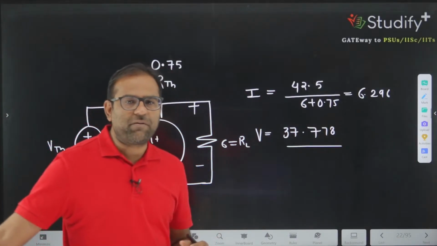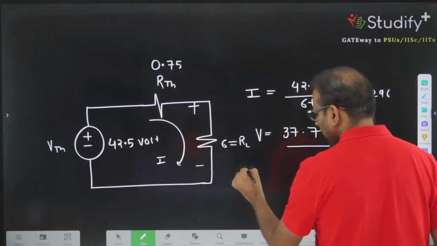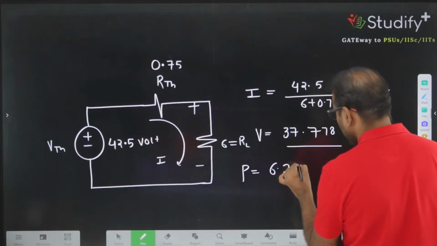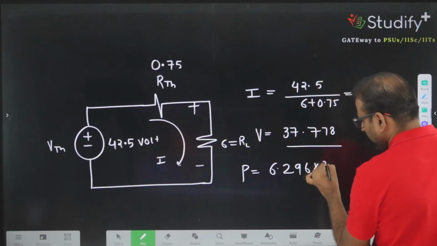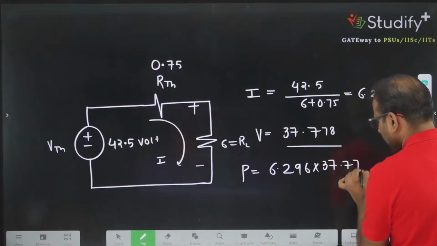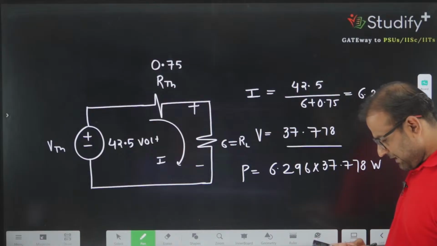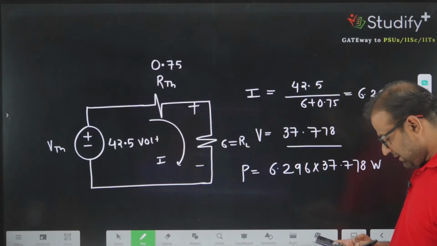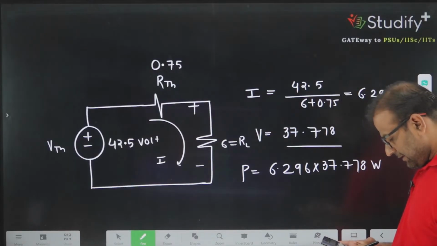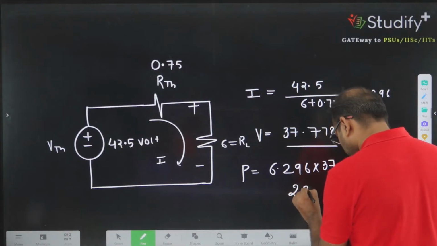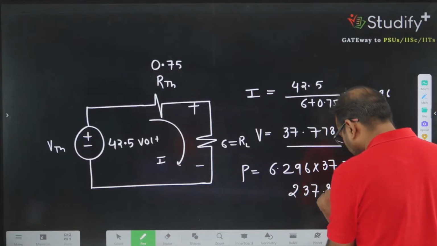We are interested in the power. So how do you define the power? The power is given by the V into I product. So V into I is 6.296 multiplied by 37.778 watt. When you multiply this, the value will be 237.85 watt.